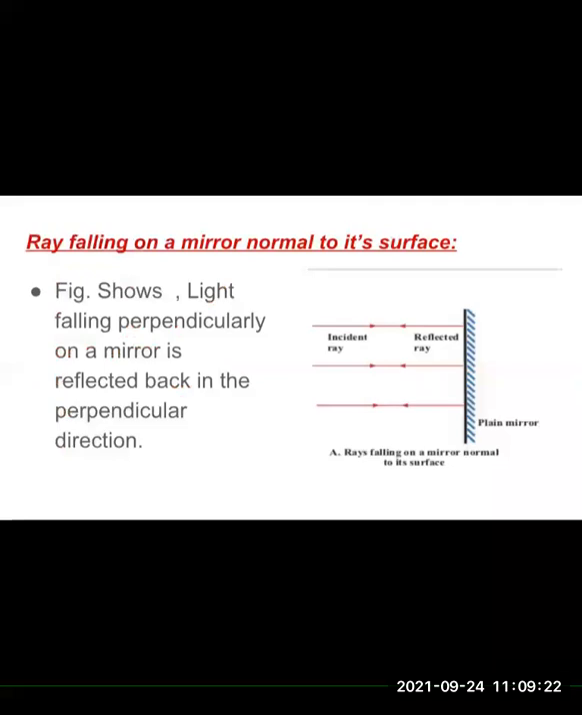Now this is an important topic that we will be seeing: a ray falling on a mirror normal to its surface. Here we have a figure that shows light falling perpendicularly on a mirror is reflected back in the perpendicular direction. We will see a detailed explanation of this with the help of a diagram.